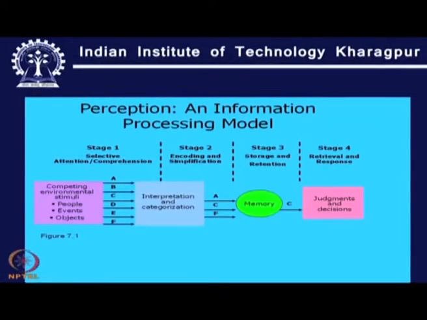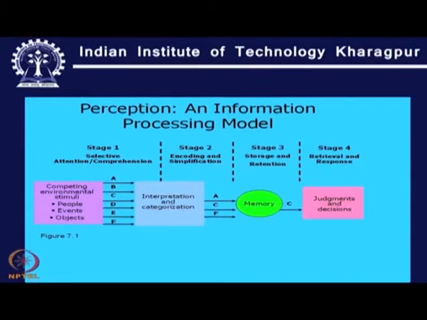Now, what is perception? If you can see from this information processing model of perception, you can find on the left hand side there are competing environmental stimuli which are coming from people or the events or objects present in the environment, and all these, you find A, B, C, D, E, F, there are different stimuli coming from this environment.